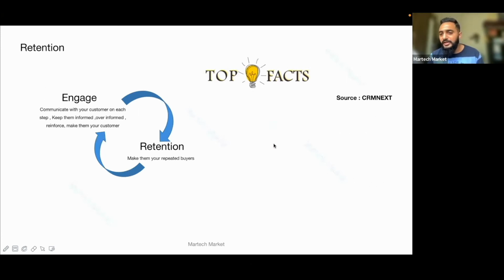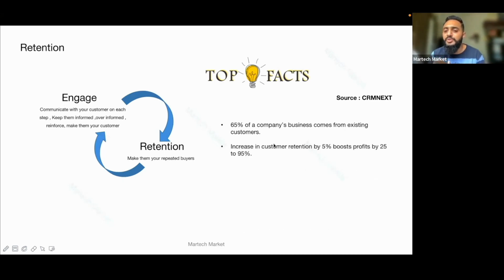The reasons are, as per an analysis done by CRM Next, 65% of a company's revenue comes from their existing customer database, which means if you're not able to have a good number of loyal customers and you're focusing only on getting more new customers, you have a high chance of losing out 65% of your company's business.